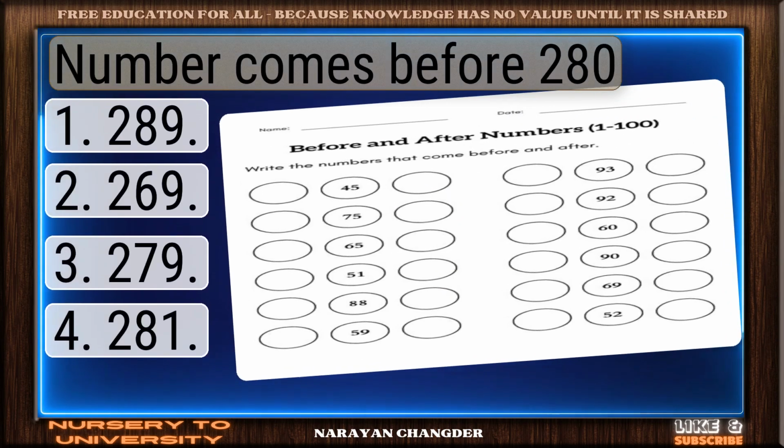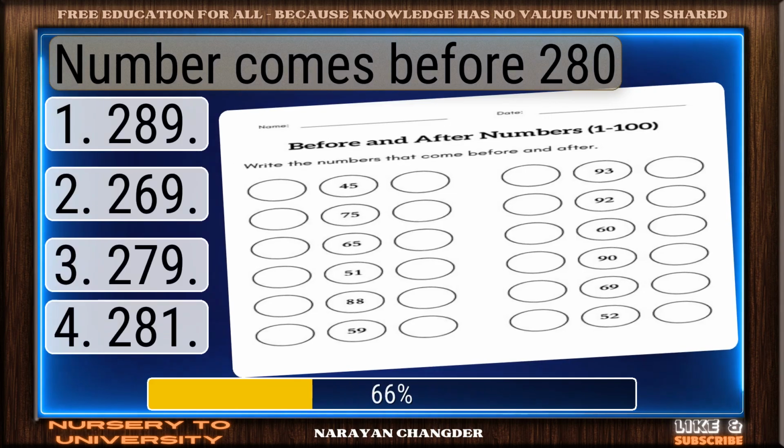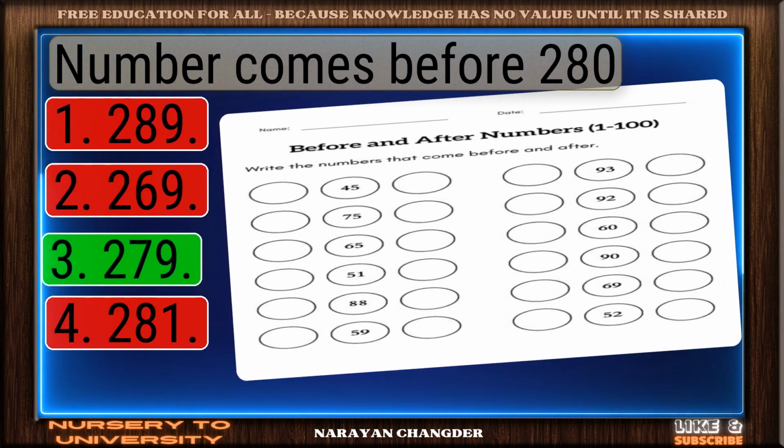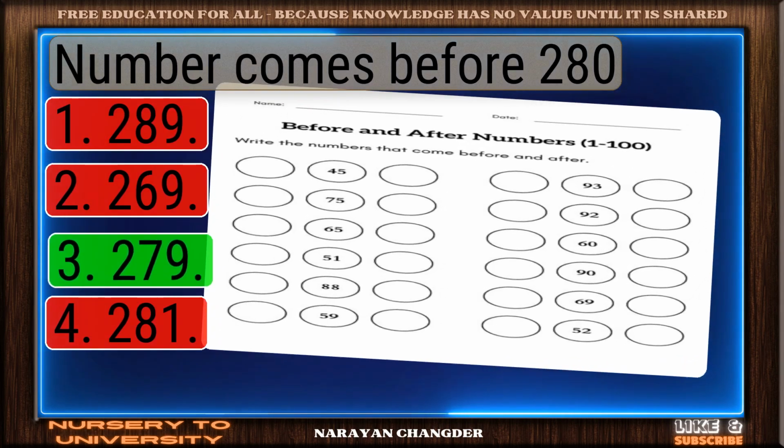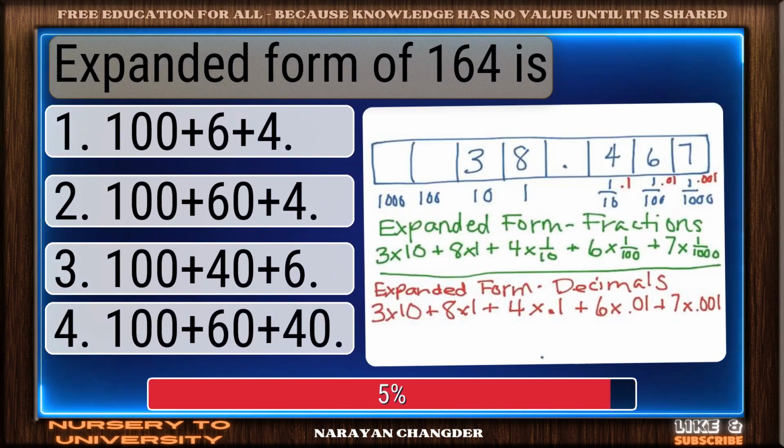Number comes before 280. Well done. 279 is the right choice. Expanded form of 164.